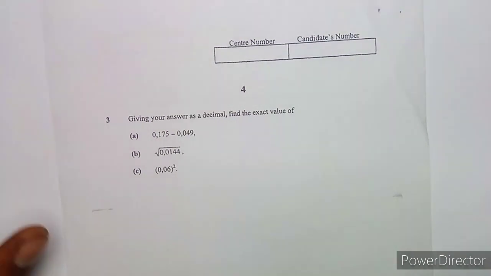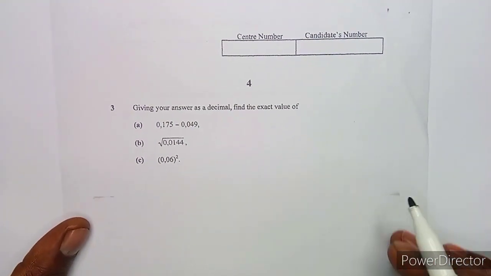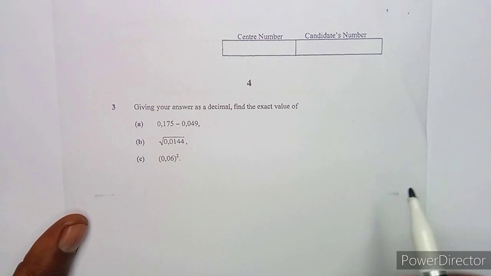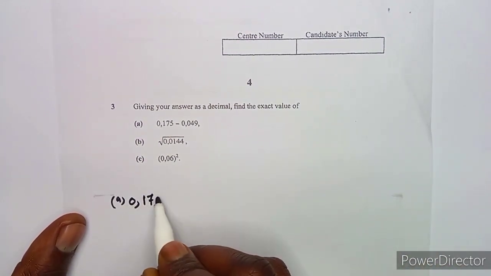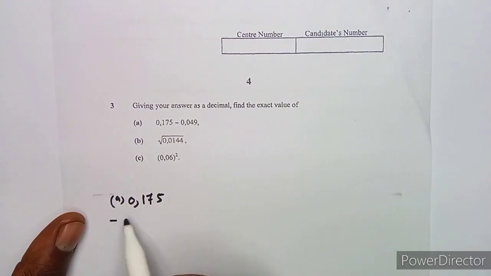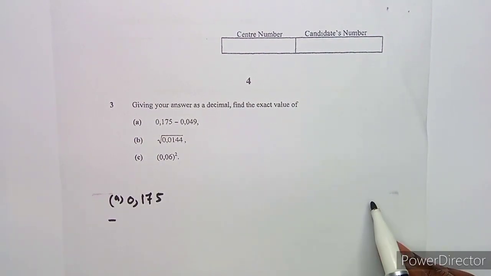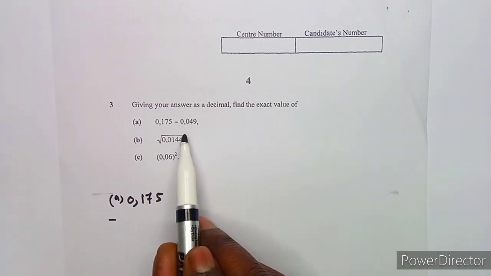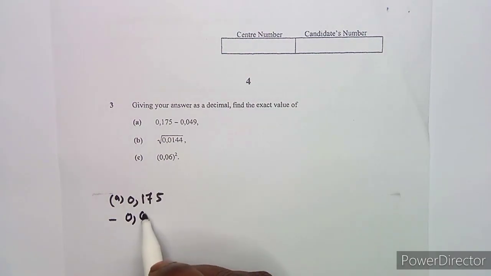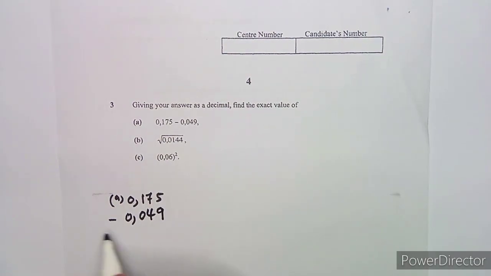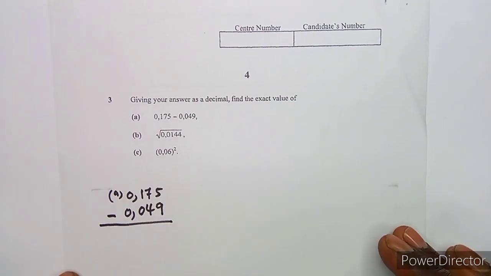Another question that we had. We are asked here to give your answer as a decimal, find the exact value of. Okay, so the first part we are just subtracting here on A guys, that's 0.175 minus, make sure that whenever you're subtracting, I told you guys that it's a matter of the commas, they must be in line. So this is going to be 0.049. As you can see, the commas are in line and the numbers are also corresponding to each other. So here we can easily subtract.